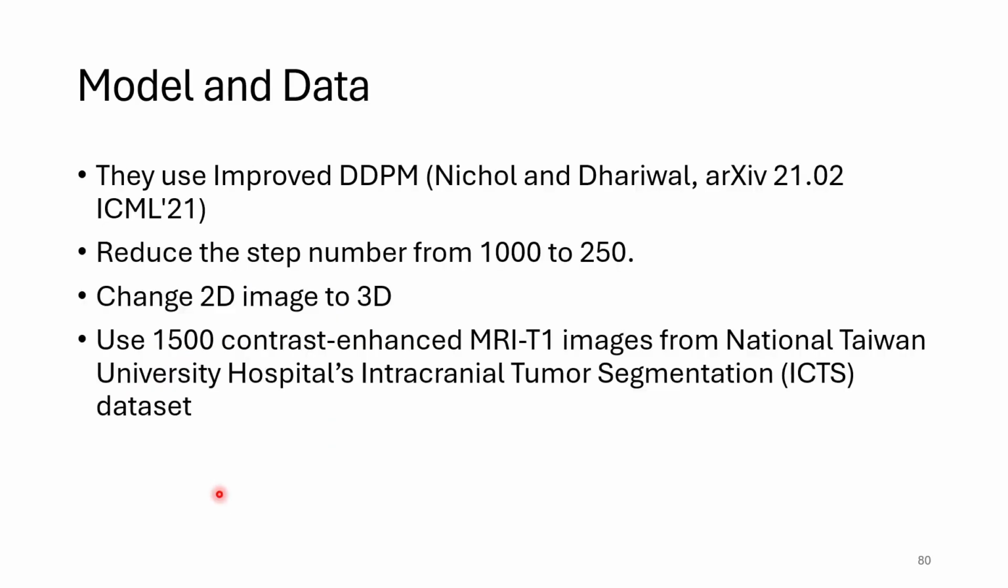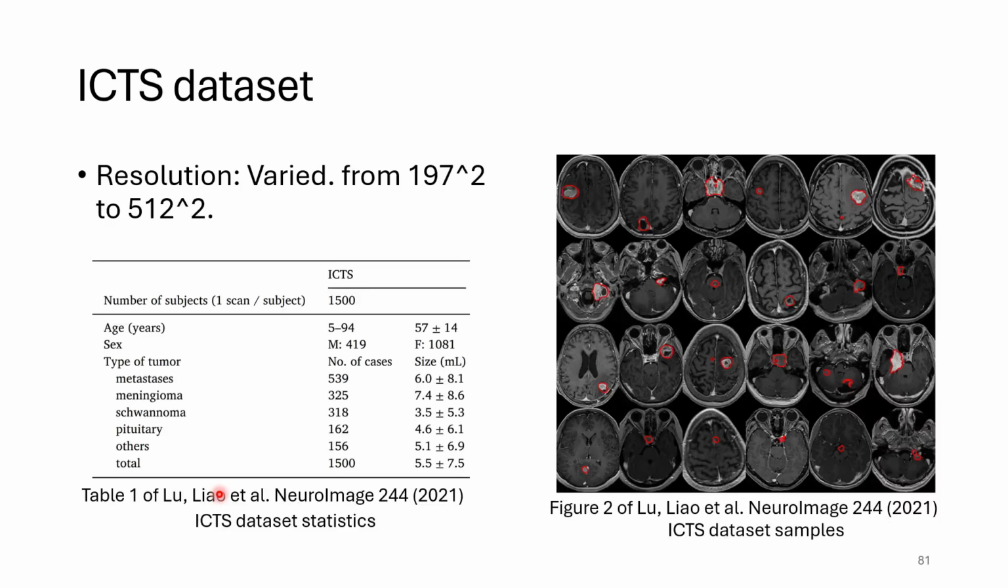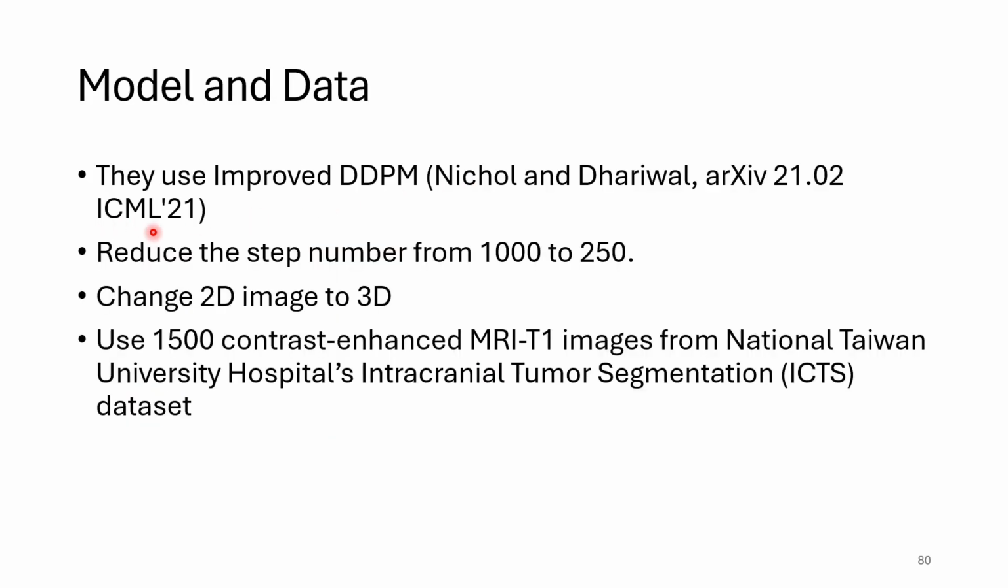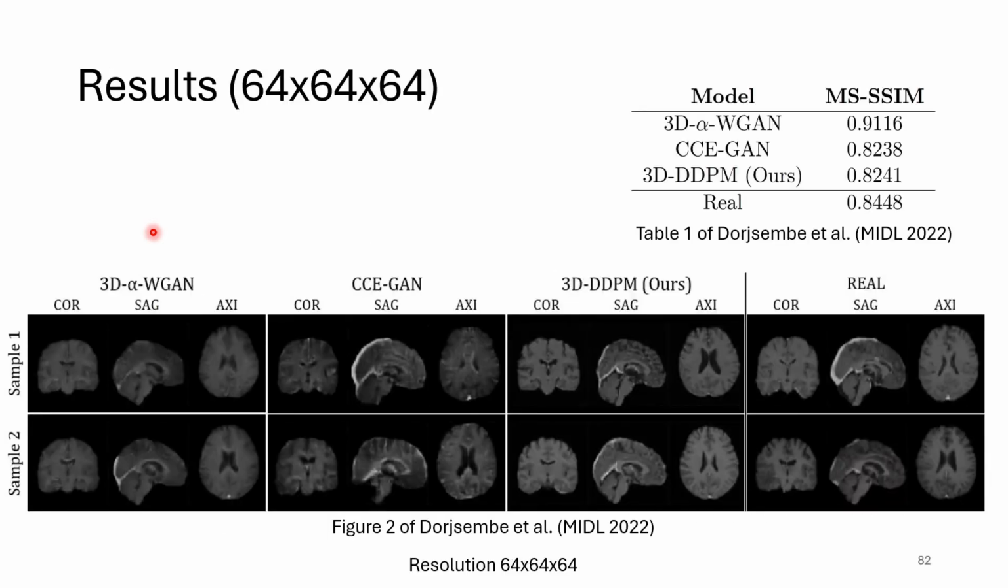Because of the resolution of these MRI images, the smallest one is 197 square and the largest one is 512 square. They need to resize them to 64 by 64 by 64. So for their first paper, 3D DDPM, they use this. This is their first setting. And this is their generated output.